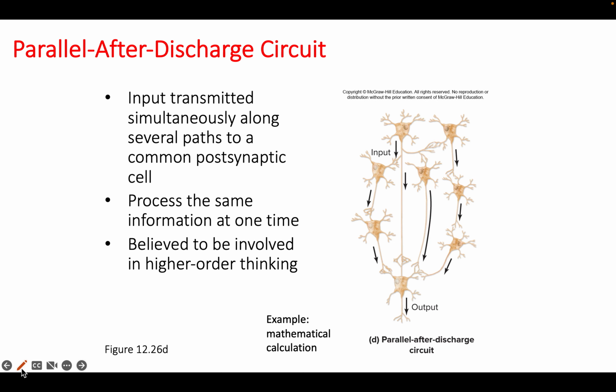And then lastly, we have one called a parallel after discharge circuit. And so this is one that is largely implicated in higher order thinking, higher order functioning. And so you have one single presynaptic, or maybe a few presynaptic, and the general flow of the signal is in one single direction, right? So all of these signals are going toward one common output. So in this, for higher order thinking, we may use different types of stimuli, or we may retrieve memory, we may rely on previous information, and what we get is a common output. So something like mathematical calculation is considered to be a higher order thinking type of activity. Okay.